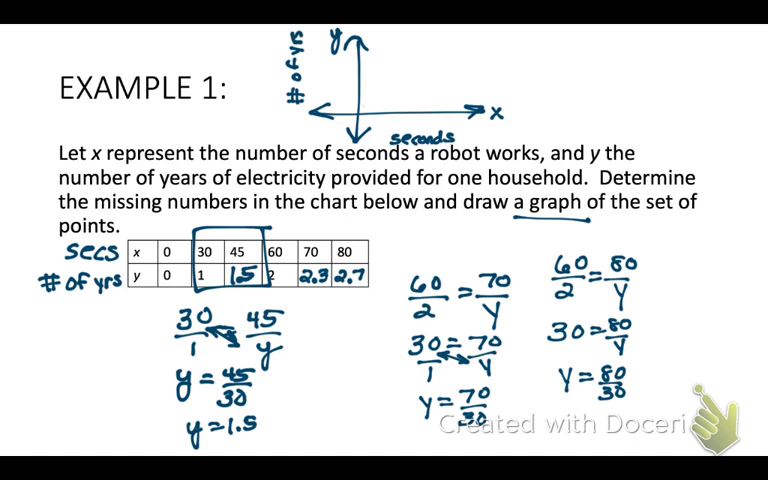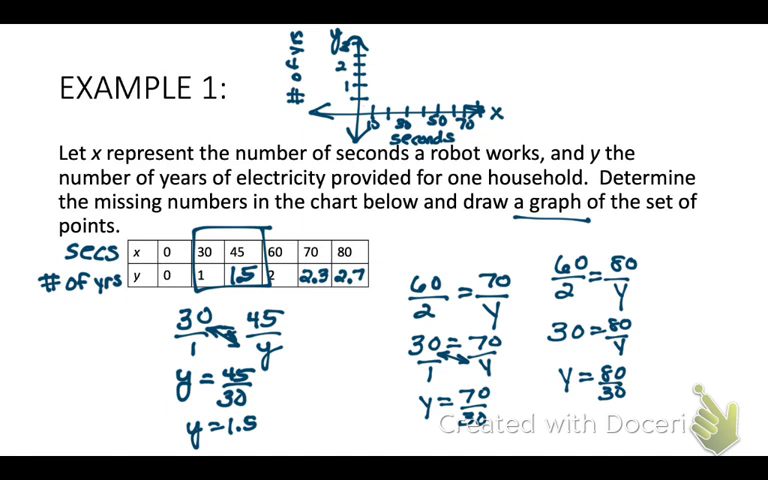Jump by, I don't know, tens? Does that seem okay? So 10, 20, 30, 40, 50, 60, 70, 80. My y-axis, I would jump by, what, halves, maybe? So half, 1, 1.5, 2, 2.5, 3. Okay, so it's always important to label what your tick marks are going to be.